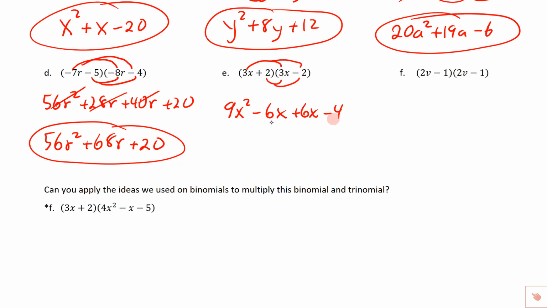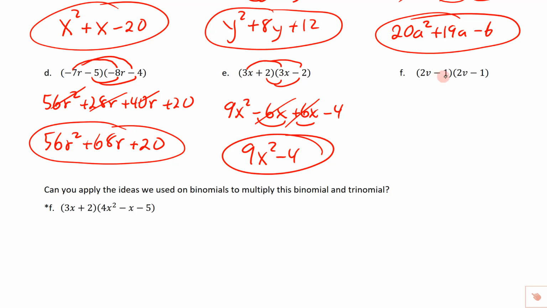Now we've got those 4 terms that we were looking for, and notice that the middle terms are like terms, but one is a negative 6x, the other one's a positive 6x, so those are going to cancel. That means we've got a 9x squared minus 4, and we'll go ahead and circle that. We're done there. Kind of an interesting result. And then let's take a look at this one.